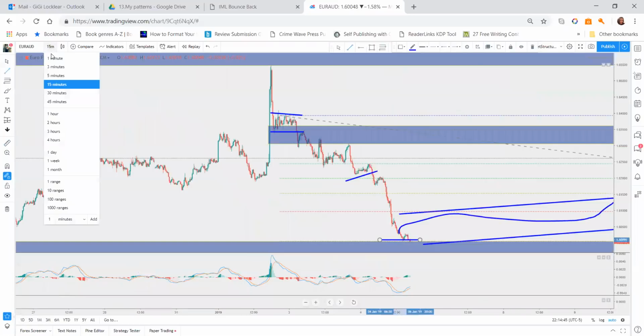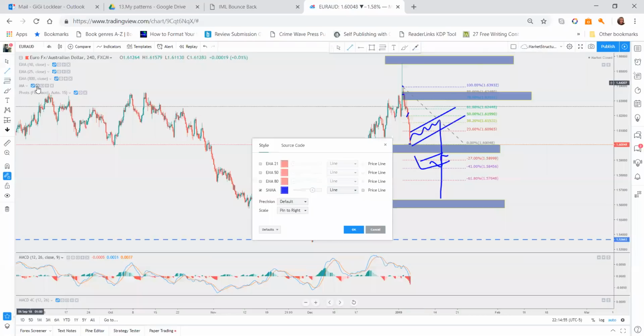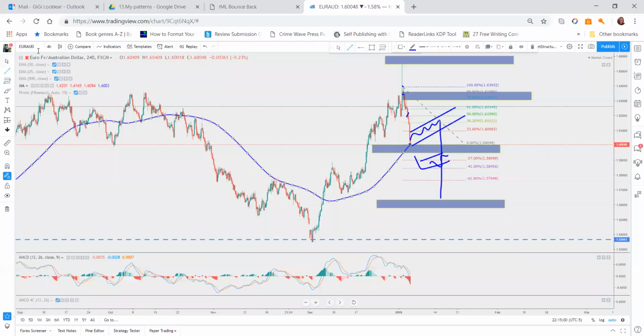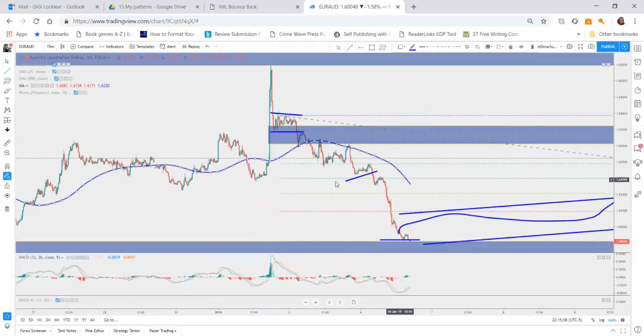Now, if you look on the higher time frame, we'll go back to that 35 moving average. If you look on the lower time frame, you'll see a lot of times with flags, it'll pull into the trend line, the moving average, and then continue down. So you could see this correction pull into that 35 and then continue down.